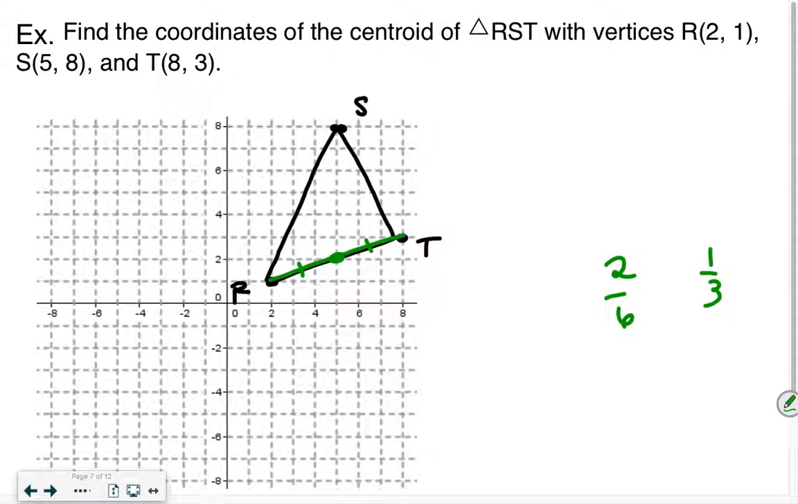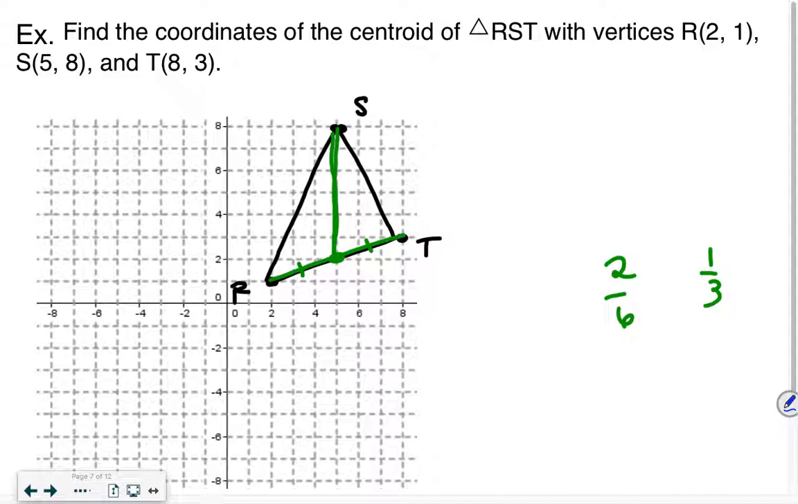And a median goes from the opposite vertex to that midpoint. It's a coincidence, folks, that it's vertical. It's not always vertical, so I don't want you to think in your head, oh, it's always a nice vertical or horizontal line. Nope, not necessarily. Okay, there's one median.